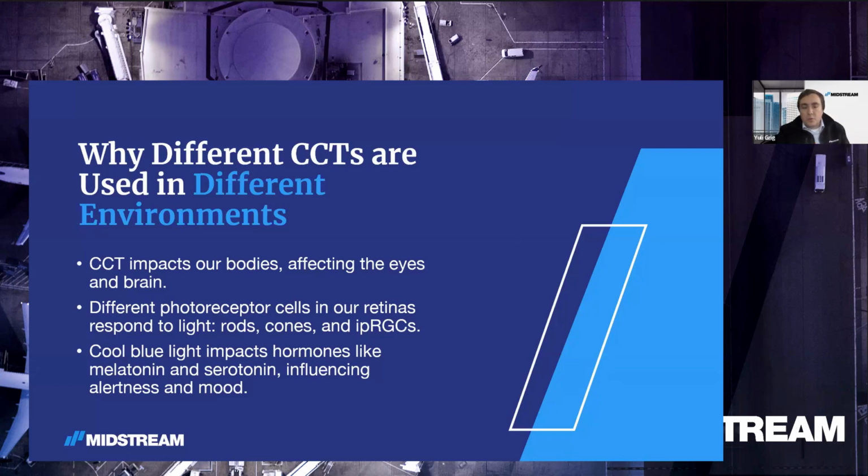So I think we have to think about why different color temperatures are used in different environments. Let's go back and think about our own homes. In the bedroom, we might use a warm, yellowish kind of light, whereas in the bathrooms or kitchens, we might use a cooler, more white light. And the reason for that is actually because our bodies react differently to different color temperatures. It really affects us in the eyes and the brain the most.